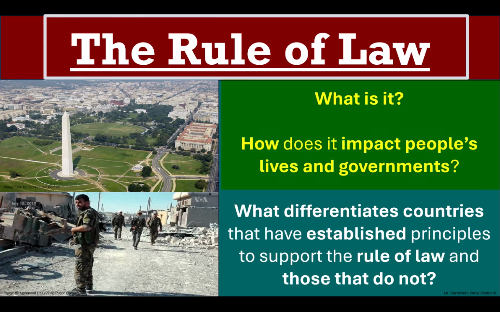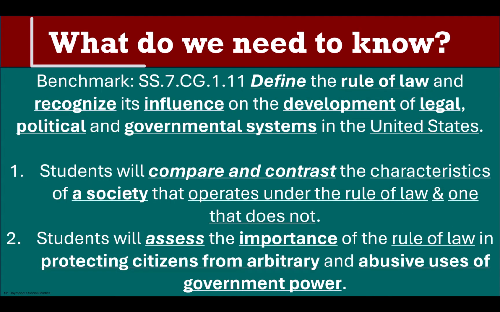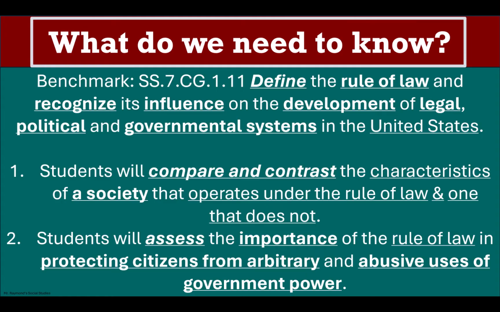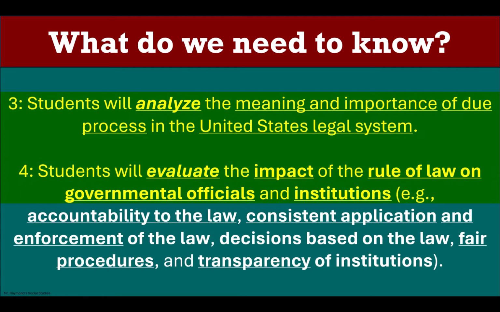Today we'll go over the rule of law and how it impacts governmental decisions and the societies ruled by those governments. So let's first look at what we need to know for our exam. We start by defining the rule of law and its influence on the US government. And we will then compare and contrast societies that live under the rule of law with those that don't. We will also examine the relationship between the concept of due process and the impact that the rule of law has on governmental decisions.